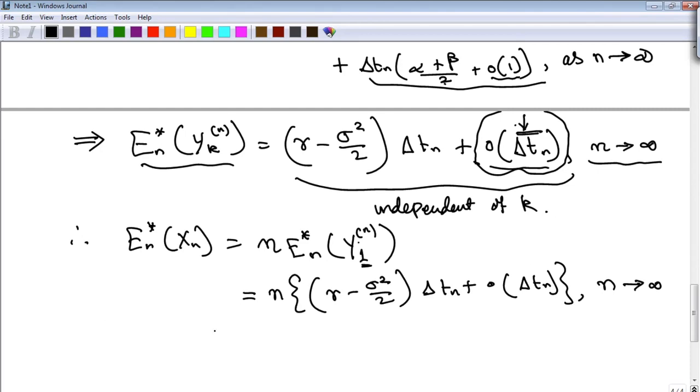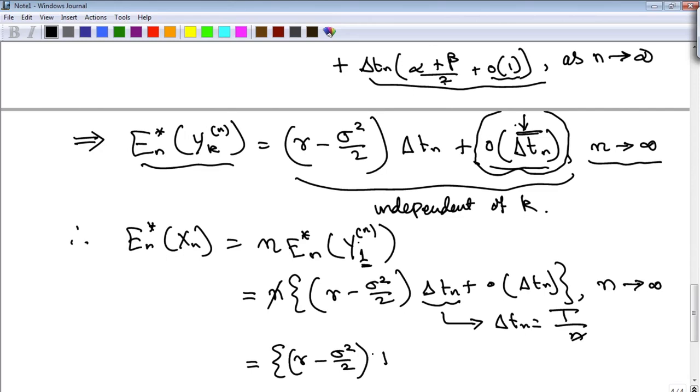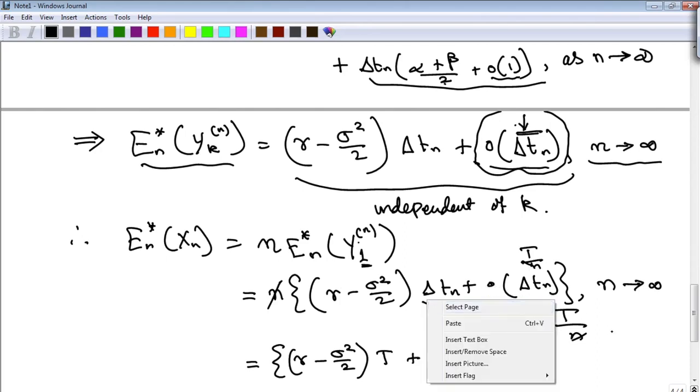Now you see, what is this? Delta Tn is T by n, right? So this n and then this n will get cancelled, and therefore I will have r minus sigma square by 2 times capital T plus, you see, this is T by n, n is going off. Therefore, this will now behave more like a constant term, and already this sequence is going slightly faster than delta Tn to 0, right?